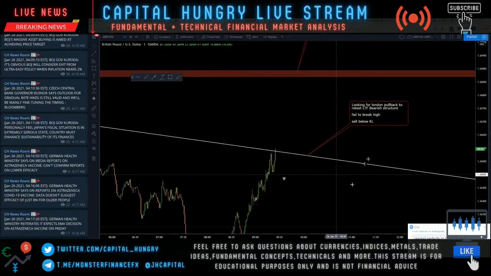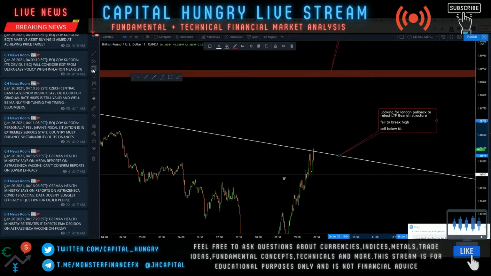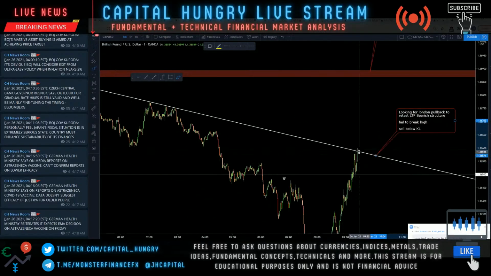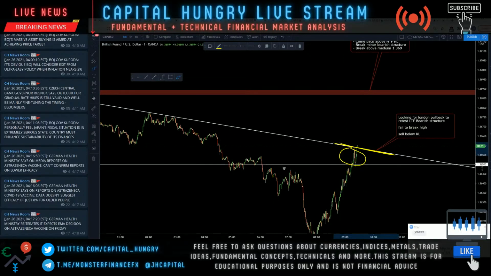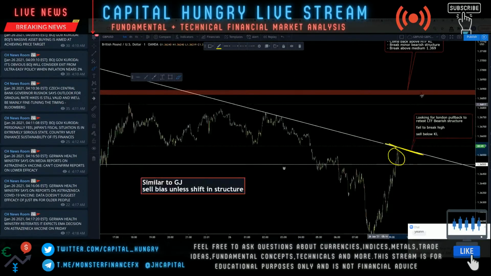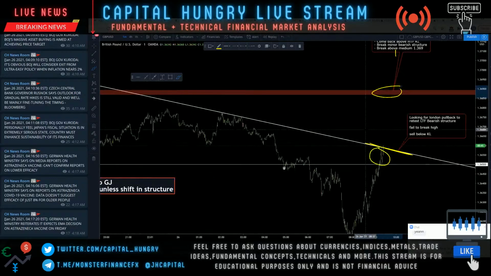GU now as well. So we had a nice reaction here, but as the dollar's fading out strength, we can see we're breaking and retesting above the key level and potentially breaking the bearish market structure. But we still have to be cautious that we're still in this intraday range where the safest buys would be above 1.369.